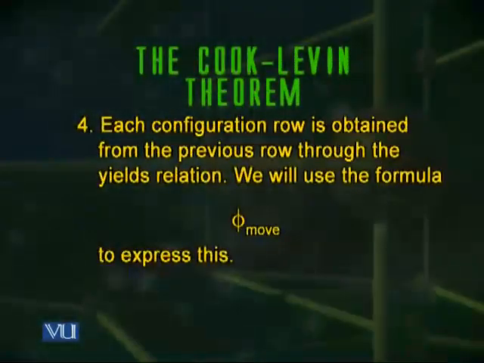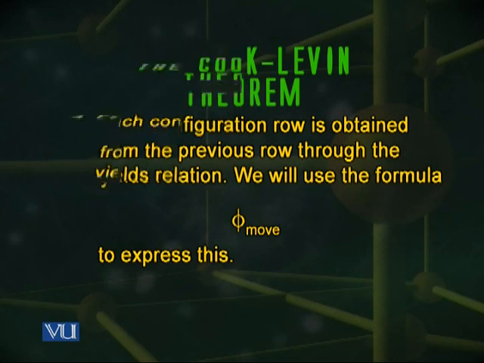What we were trying to do last time was to do the last component. What is the last component? We must come up with a formula which expresses the fact that each configuration row is obtained from the previous row through the yields relation. We will use a very elaborate formula for this. If we can do that, then we'll take the AND of all these formulas, and that will be our phi sub x, and that would show us that the reducibility exists. Let's see how we will do this.